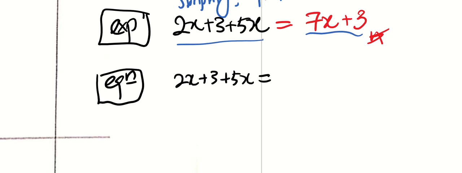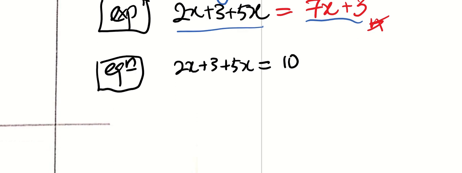Let's say it is equal to 10, for example. What do you expect to have at the end? So let's go through the working. Okay, I'm going to simplify the left-hand side. That will give me 7x plus 3 equals to 10. Right, now what do we do from here?